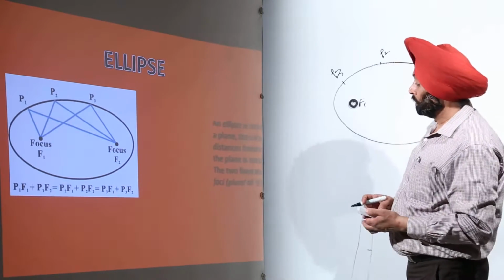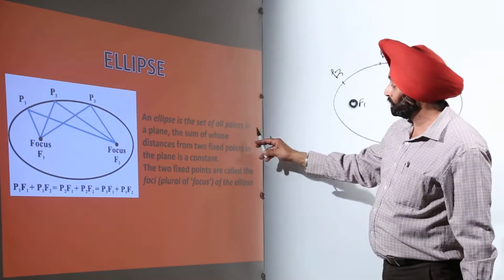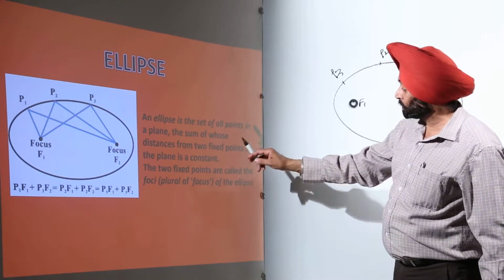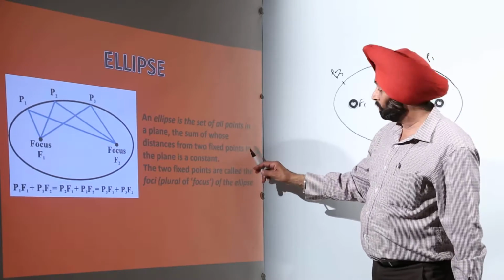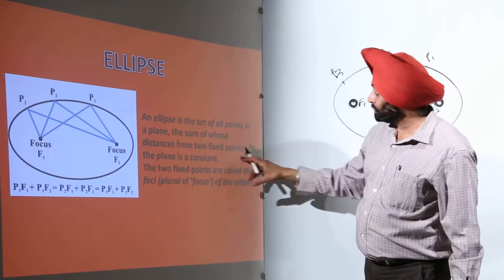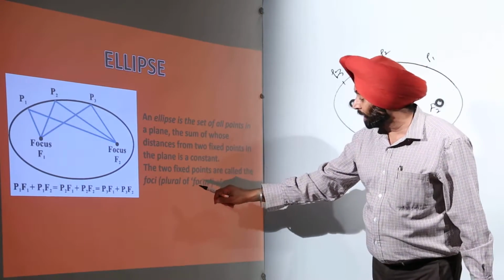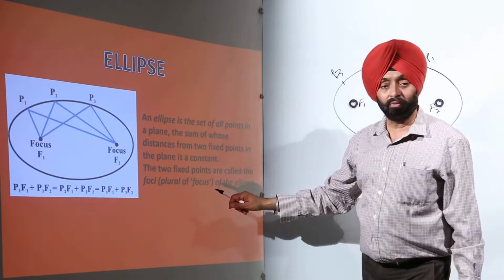Now the definition part. An ellipse is the set of all points in a plane, the sum of whose distances from 2 fixed points, F1 and F2, these 2 are fixed, from 2 fixed points in the plane is constant. The 2 fixed points are called the foci, plural form of the word focus.